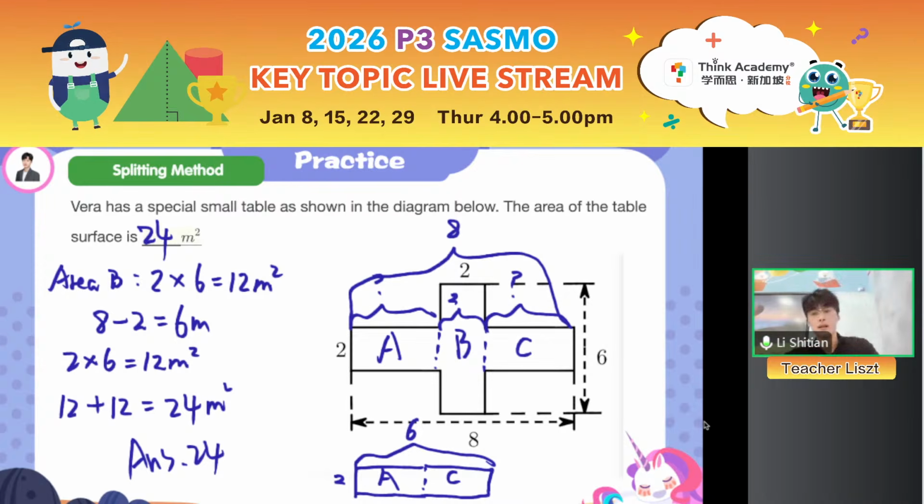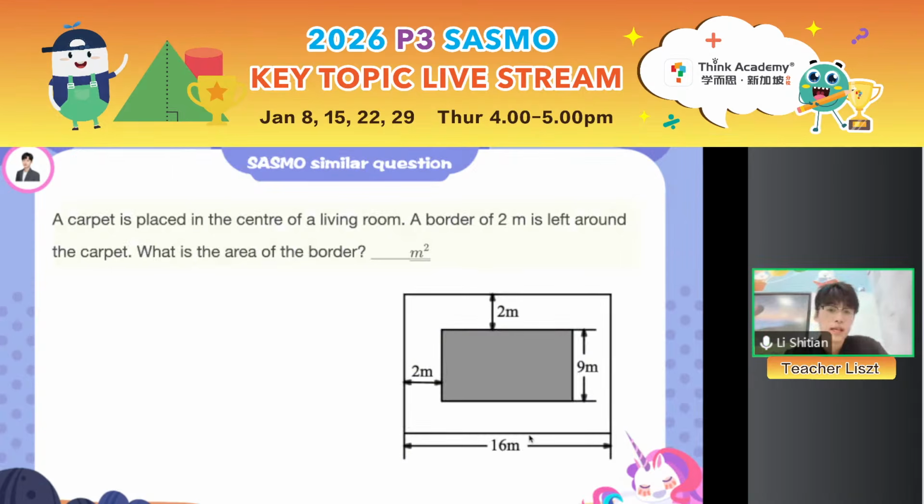So now let's move to the question here. This is the final question, and it is also a Sasmo similar question. So if you guys do it correctly, probably you can get the mark in Sasmo. Okay, so now let's read the question. A carpet is placed in the center of a living room, and a border of 2 meters is left around the carpet. What is the area of the border?